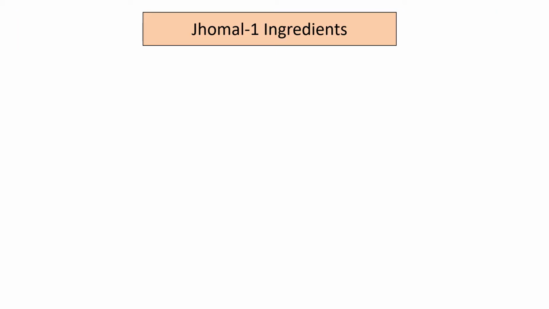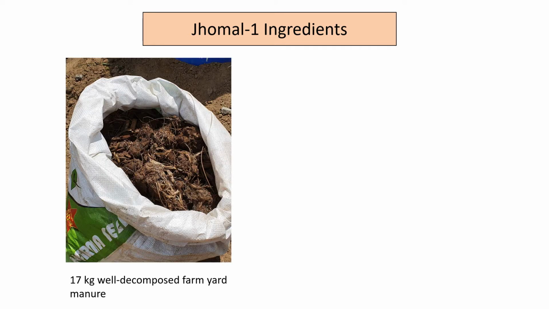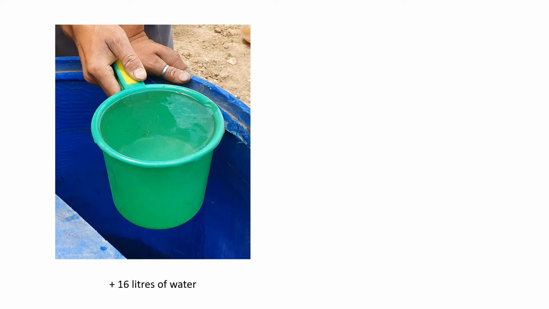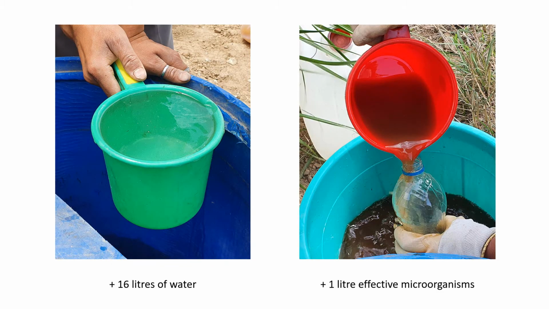Let's look at the ingredients of Jholmal 1. The quantities of the ingredients provided in this video are based on the recommendation by ICIMOD. However, you can either increase or decrease the quantity depending on convenience, but keep the ratio the same or similar to what is recommended here. 17 kg well-decomposed farmyard manure, plus 16 liters of cattle urine, plus 16 liters of water, and 1 liter of effective microorganisms or Jivatu.